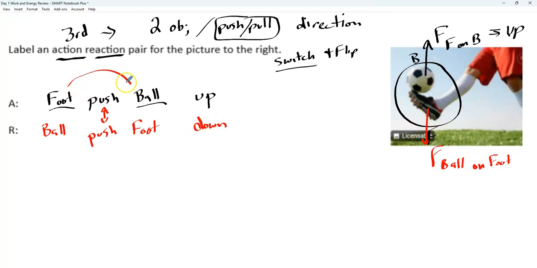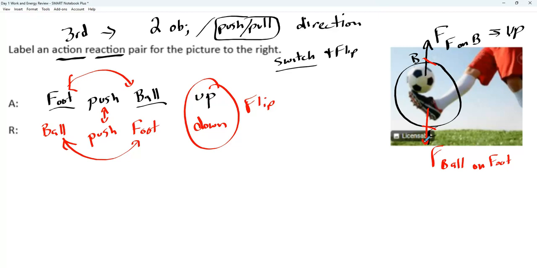So the switching part is you switch the order of the two nouns, and the flipping is the direction, or the arrow flips in the opposite way. These two forces, though, they are equal and they are in opposite directions and they are balanced. So that's the first one, where you're identifying an action-reaction pair.